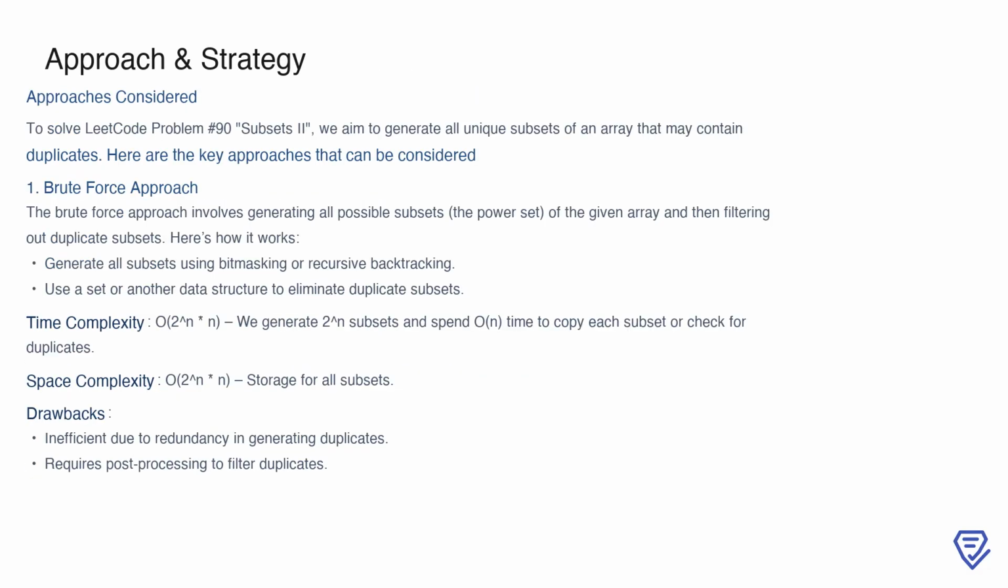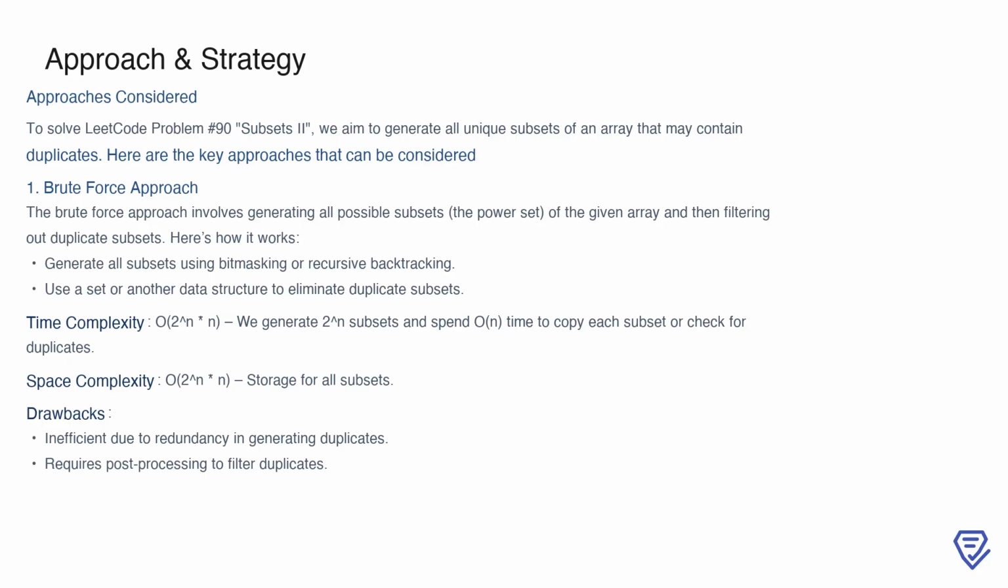To tackle the problem of generating all unique subsets from an array that may contain duplicates, there are a few approaches we can consider. The first is the brute force approach. This method involves generating all possible subsets, which is essentially the power set of the array, and then filtering out any duplicates. This can be done using techniques like bit masking or recursive backtracking to create the subsets, and then a set or a similar data structure to eliminate any repeated subsets.